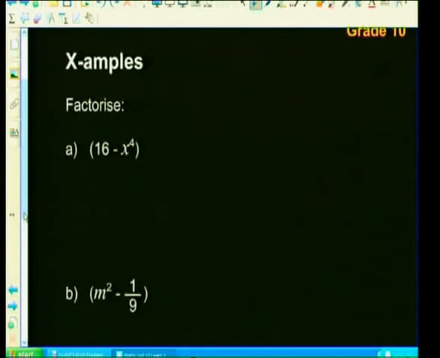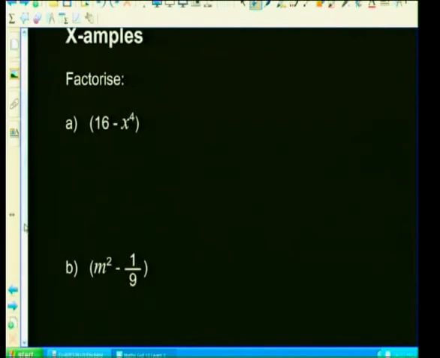Here are a couple of examples we can work through. 16 minus x to the power 4. Now, I know that some of you are going to say, let's take out a negative and work with x to the 4 minus 16 first. If you want to do that, that's fine. If you don't, not a problem.